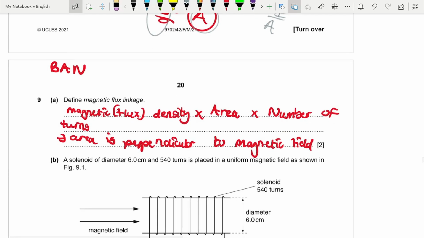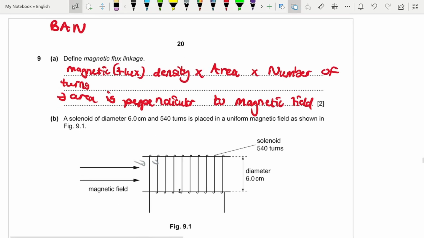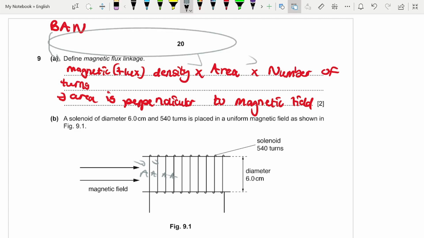To link these coils together, you need the number of turns on the coil. Now you're linking different areas. You had one area over here. Now you have another coil with another area, another coil with another area, and you want to find the magnetic flux that's linking how all of those are linked together. And you're going to multiply by the number of turns. That's why we have BAN. B stands for magnetic flux density, A stands for the area, and N stands for the number of turns.